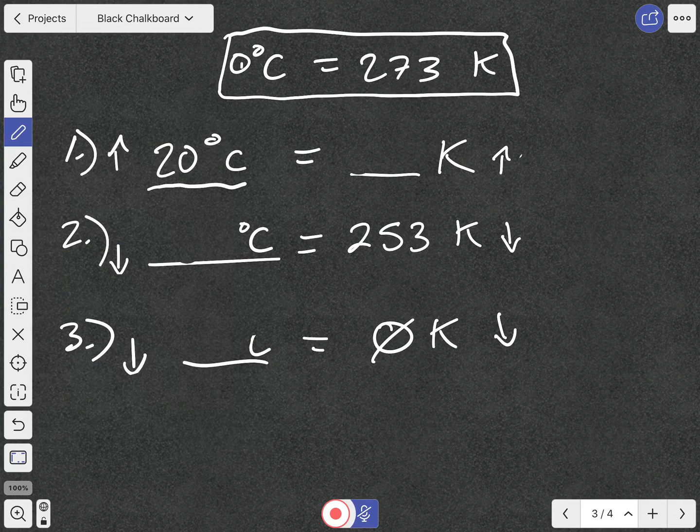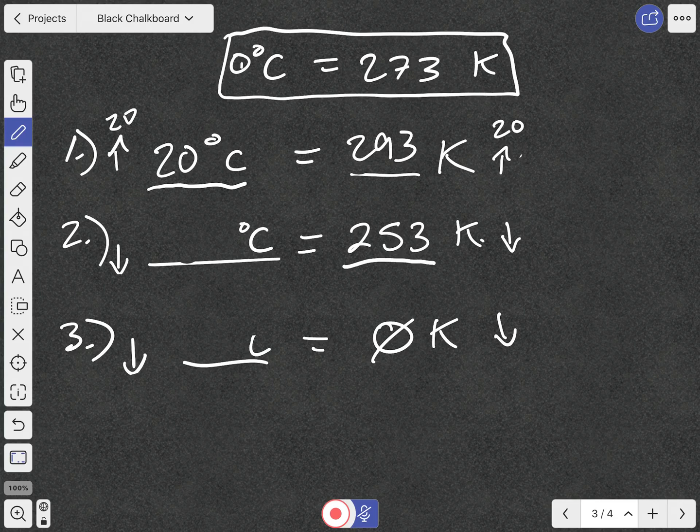So think about it for a second. Did my temperature go up or down? It went up. How much did it go up by? It went up by 20. So therefore, I have to go up by 20 on the right-hand side. They are proportional to each other, 1-to-1 ratio. So I have 20 on the left. I've increased, so therefore I've gone 20 on the right, and we're going to go 293 is our answer. Okay? 273 plus 20.